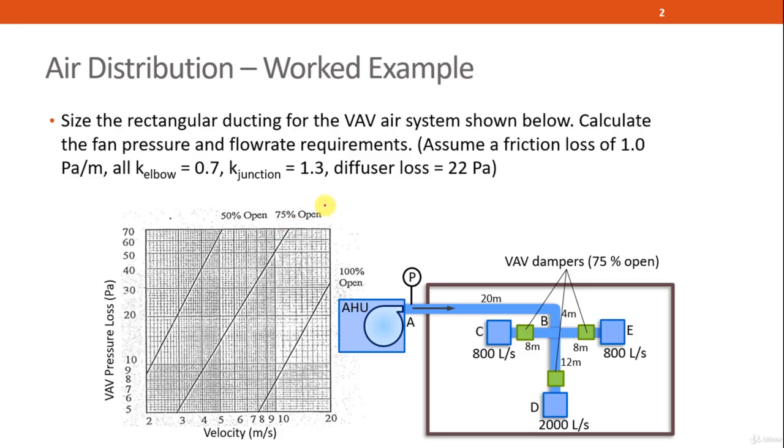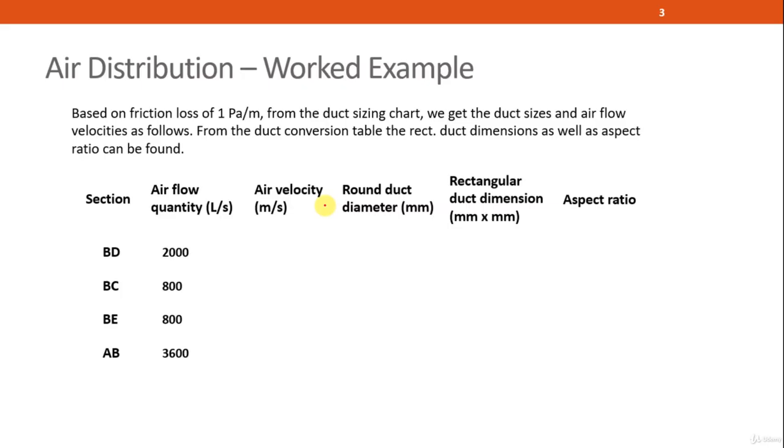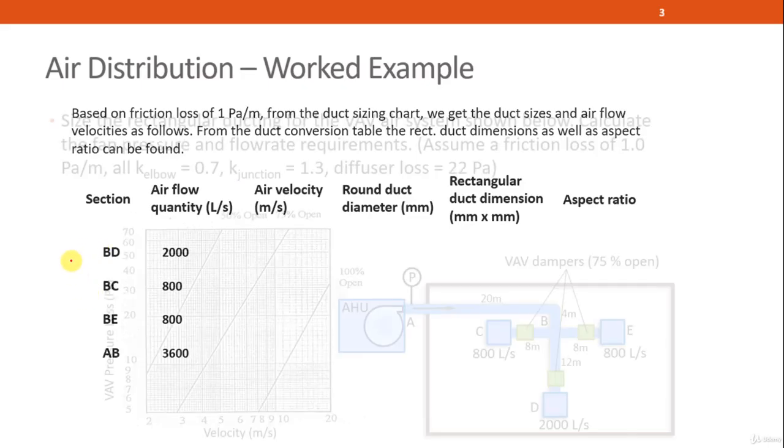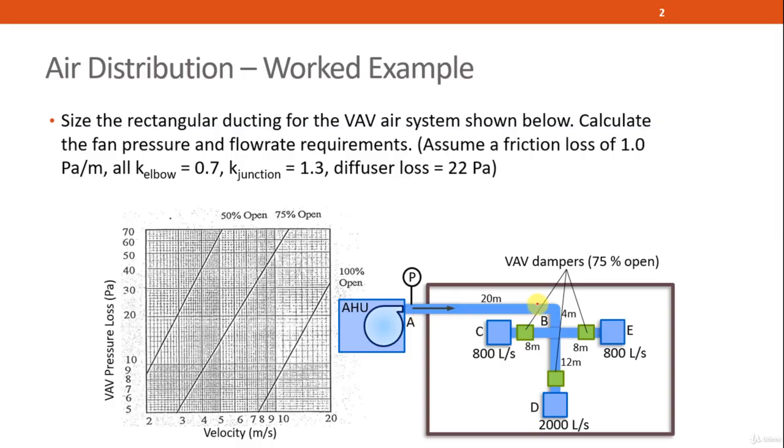So let's do the first part, which is on duct sizing. In order to write down what are all the rectangular duct dimensions, it's good to prepare a table like this, which means we write down the sections. In this question, there are section AB, BC, BE, and BD. Each section will carry a certain amount of air volume. BC and BE will be 800 liters per second each. BD is 2000. And finally, AB is the main duct, which is the sum of these three airflow quantities, 800 plus 800 plus 2000, so 3600.